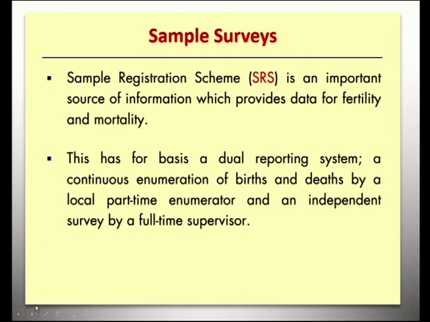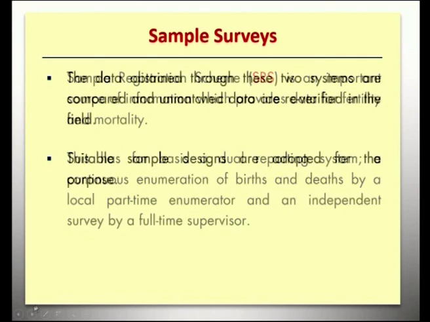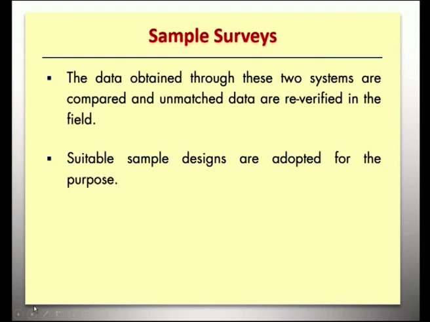Now, the Sample Registration Scheme, SRS, is an important source of information which provides data for fertility and mortality, that is birth and death. It has as its basis a dual reporting system: a continuous enumeration of births and deaths by a local part-time enumerator and an independent survey by a full-time supervisor. The data obtained through these two systems are compared and unmatched data re-verified in the field. So, suitable sample designs are adopted for the purpose.